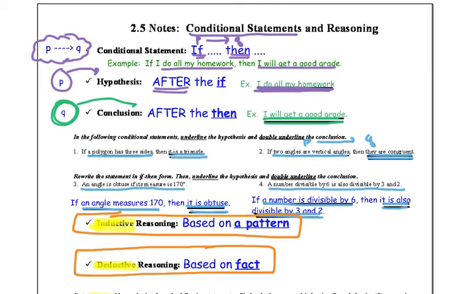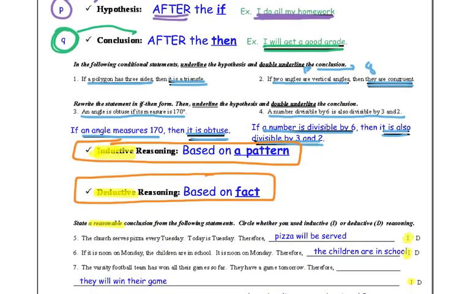A pattern might be like, it's Tuesday, there's pizza for sale at the church across the street. It's Tuesday again, pizza again. Tuesday again, pizza again. And then you might be like, hey, wait a second, it's Tuesday, I bet there's pizza, right? That's a pattern that you're seeing. Fact is more like, that shape has 3 sides, therefore it's a triangle. Undisputable fact, 1000% of the time it is always true, versus a pattern, which may be true for a while, but we don't have pizza on Tuesdays over the summer. Okay, and you can't read too much into this.